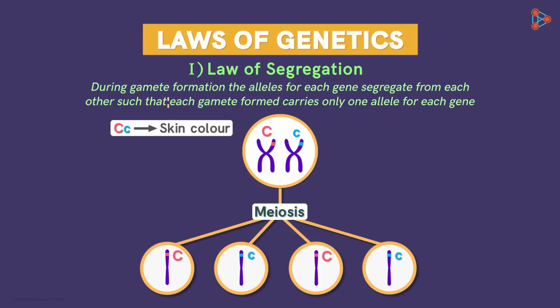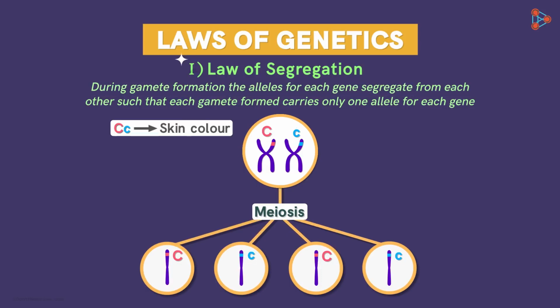And now comes the last part. It says that one gamete carries only one allele for each gene. Now this part means that at the end of the meiosis process, we will get 4 cells such that each cell will have only one allele in it. So here, 2 cells will have capital C and the other 2 cells will have the lowercase c allele. Thus, each gamete gets only one allele. To summarize, we can say that the alleles for a gene segregate during gamete formation.